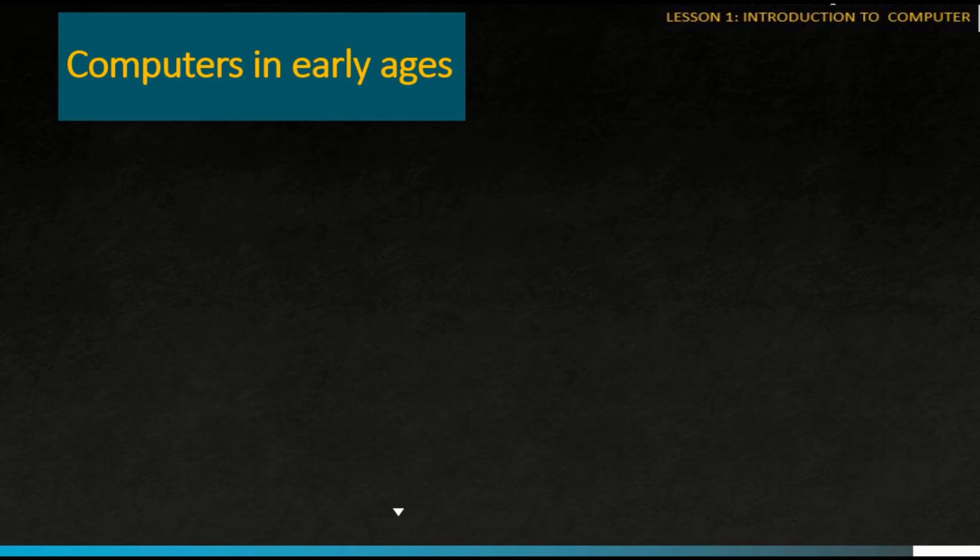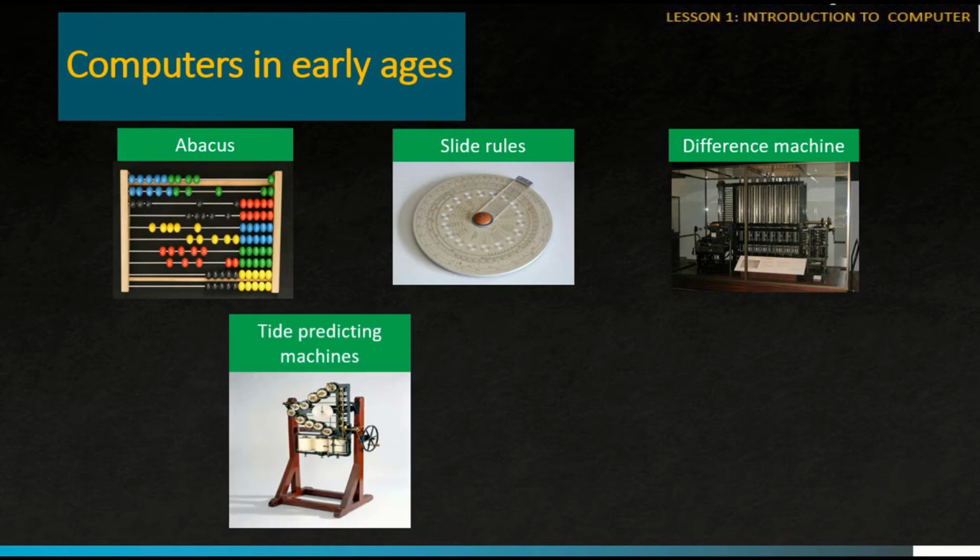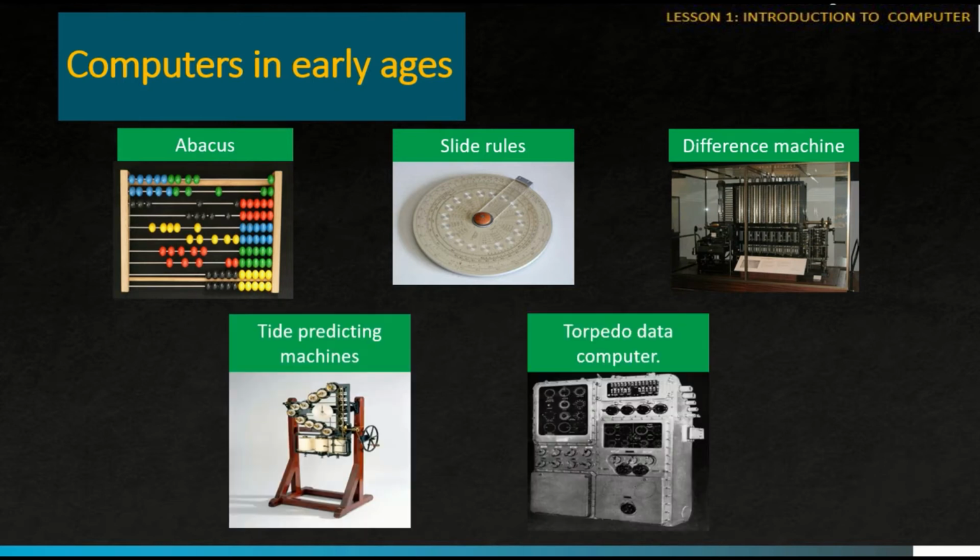Computers in early ages were mostly mechanical and manual. Humans needed to operate computers by providing instructions. The list of early ages computers may include abacus, slide rules, difference machine, tide predicting machine, and torpedo data computer. But now things are different. We have more advanced computers these days. Today's computers are powerful, and can perform calculations automatically by using stored instructions.